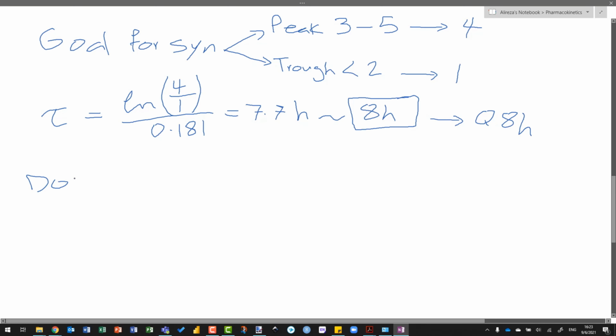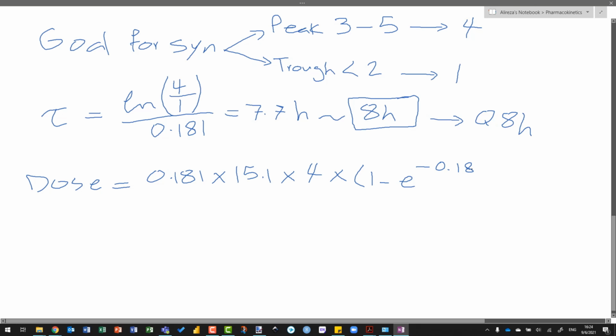Next, we calculate a dose. So the dose is basically your K, which is 0.181, times your volume of distribution, in this case 15.1, times the peak that we want to achieve. So we chose 4, so I put 4 here. This is what we're hoping, so we're trying to get the dose that would give us hopefully a peak of 4.